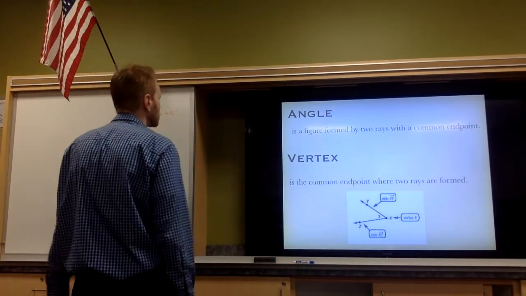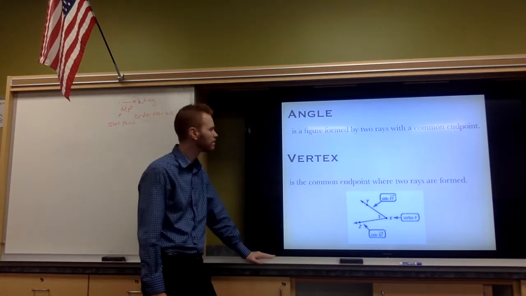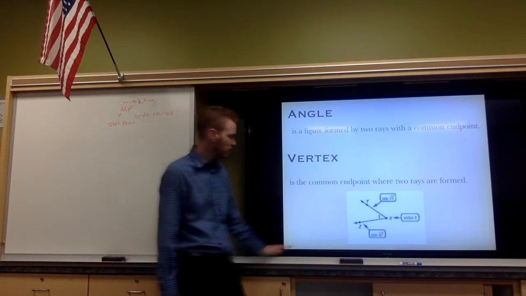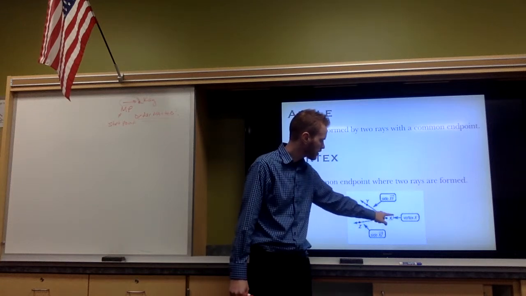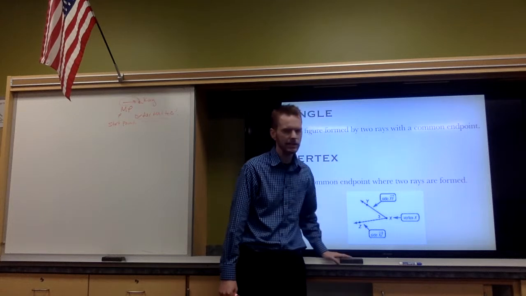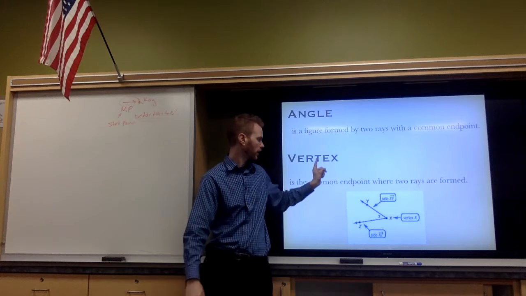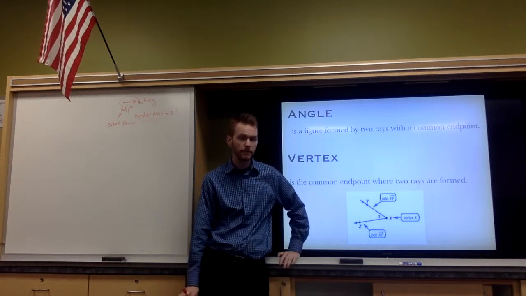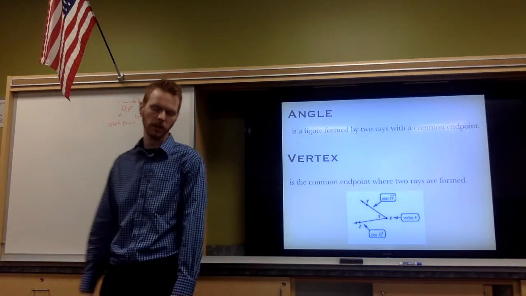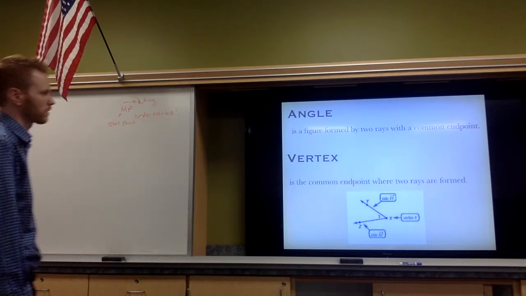Now an angle, well, we know what an angle is, but in math terms, how do we describe it? Well, it's a figure formed by two rays with a common endpoint. So take a look at this picture here at the bottom. X is the common endpoint. I have ray XY and ray XZ there. Now, that common endpoint does have a name. We call it a vertex. And that vertex can also have a number associated with it if you'd like. But that's the common endpoint where the two rays are formed.